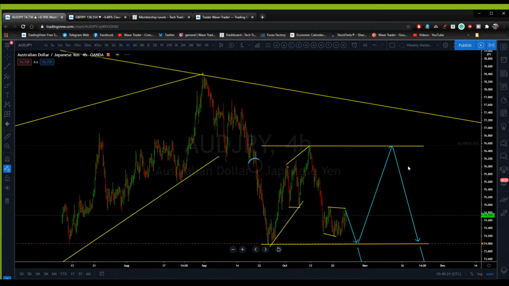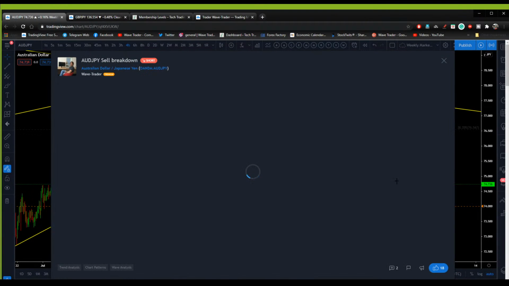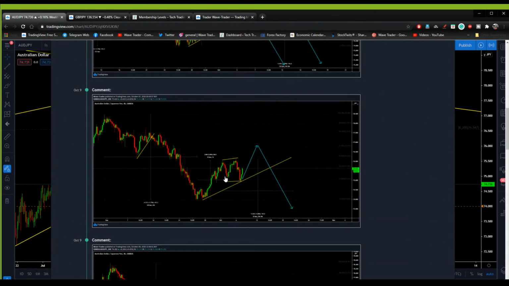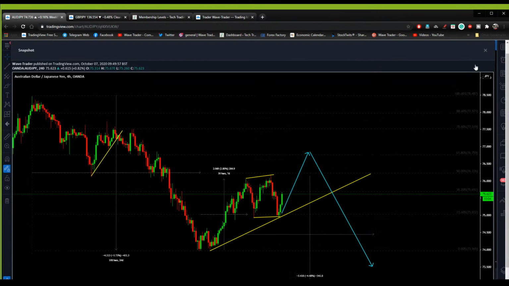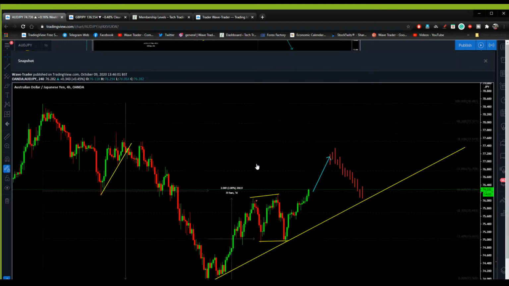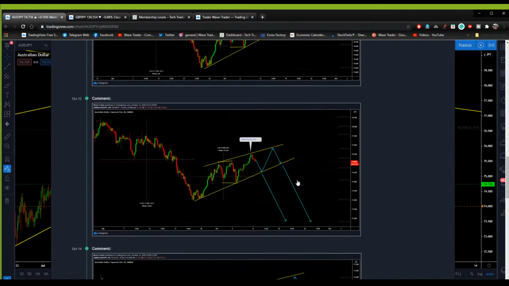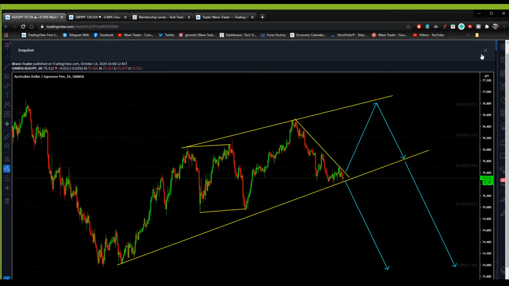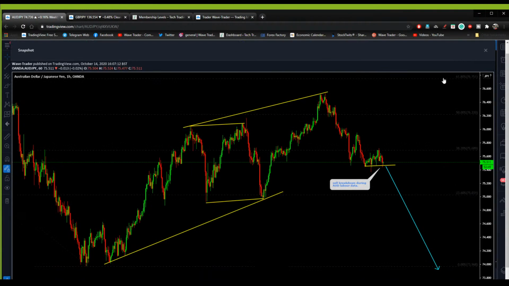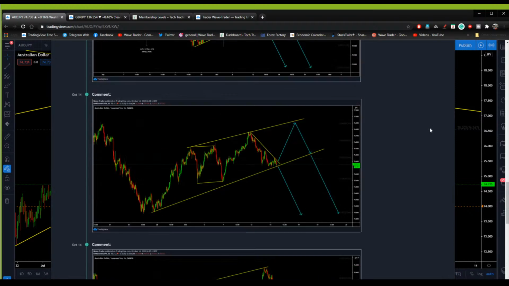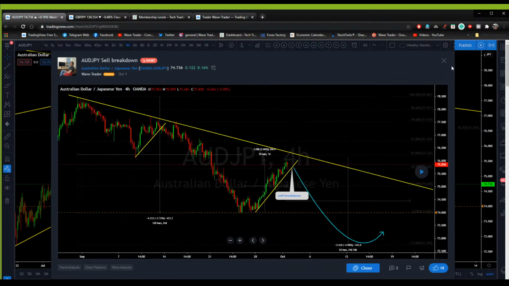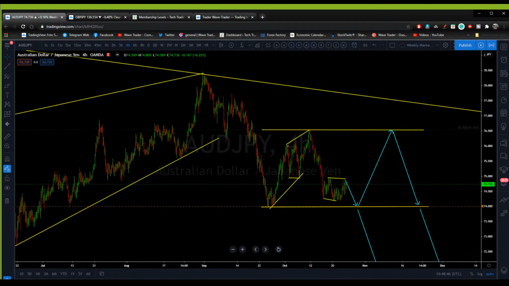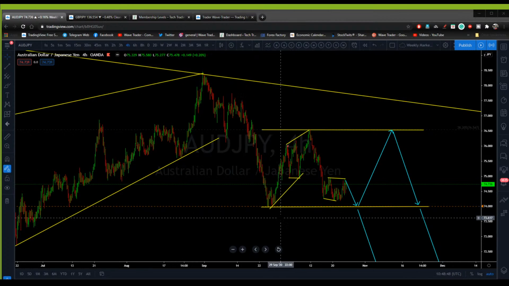Aussie yen, good chart. That was a good trade. We had a good trade on the Aussie yen from the top. We were looking for that chart to go lower, and then we were looking for this flag to break down. Hopefully you remember that. The chart is very much the same as the Australian dollar, US dollar.